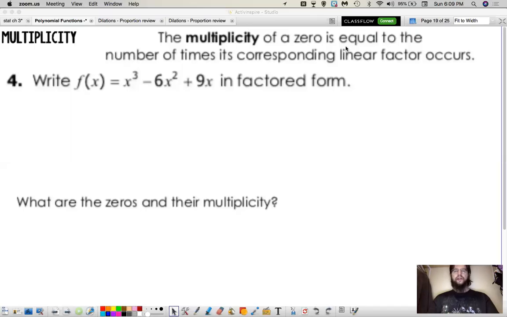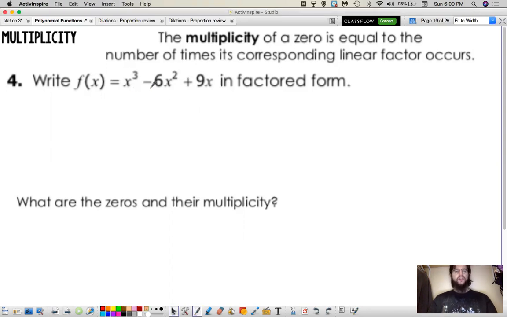Alright guys, today we got another easy lesson, multiplicity of the zero. So the multiplicity is just how many times that zero actually solves your polynomial. So if you write your polynomial in factored form, you might have x plus 1 times x plus 1. Well, that'd be x plus 1 squared, right? So that'd be a multiplicity of 2 because the negative one would solve it twice. Let's check it out.